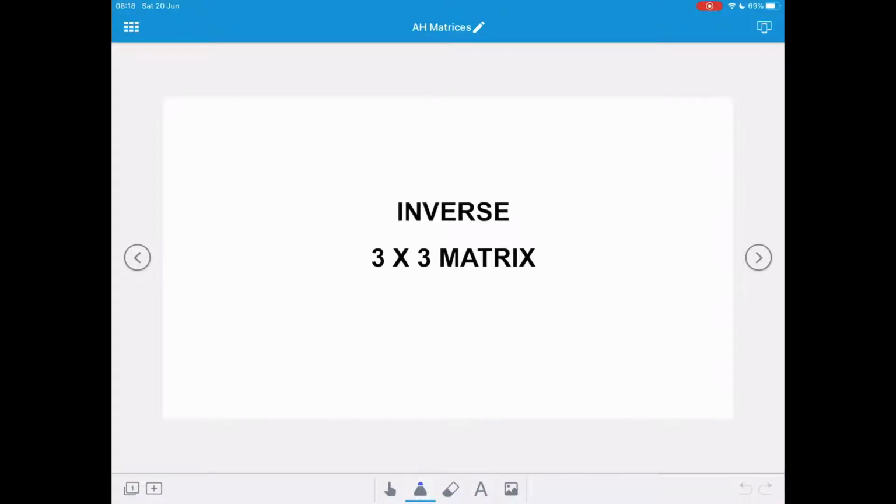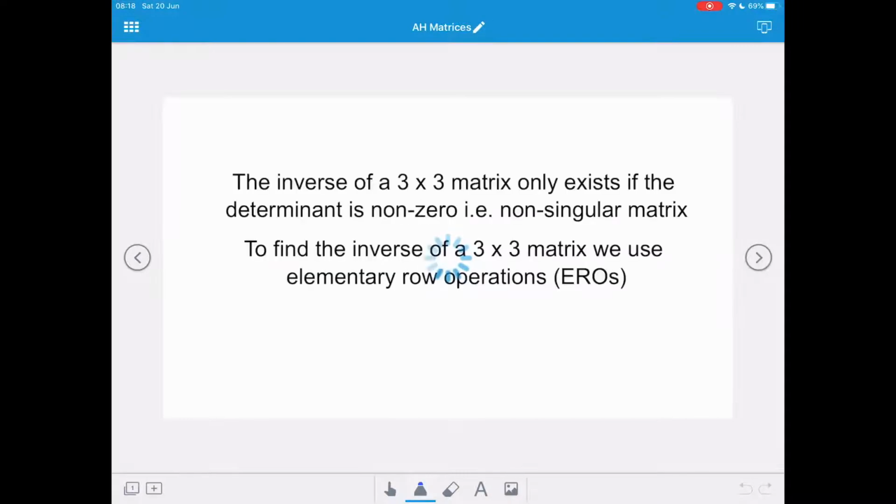So in this video, we're going to look at working out the inverse of a 3 by 3 matrix. Now the inverse of a 3 by 3 matrix only exists if the determinant is non-zero. In other words, it's a non-singular matrix. And to find the inverse of a 3 by 3 matrix, we use elementary row operations, as opposed to with a 2 by 2 matrix, where we divided the adjugate of the matrix by the determinant of the matrix. But with a 3 by 3 matrix, we can't do that.